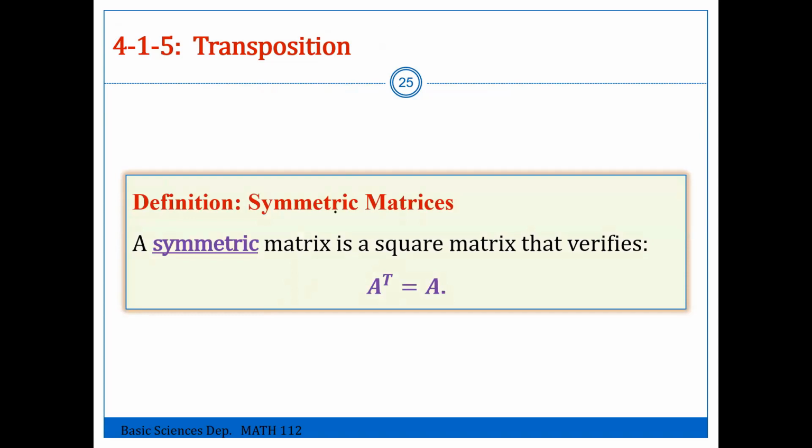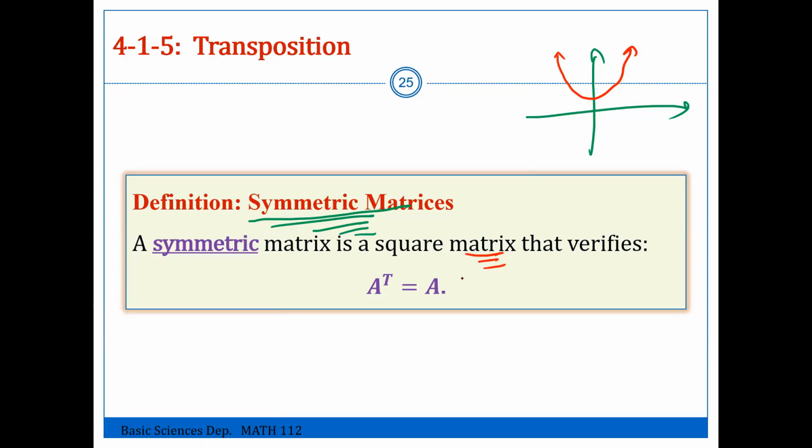Transpose, one of its applications is to define what we call symmetric matrices. We saw symmetry for graphs. On a graph, for example, a parabola like this, we said we have symmetry with respect to the y-axis, for example. This is symmetry we saw in graphs in geometry.